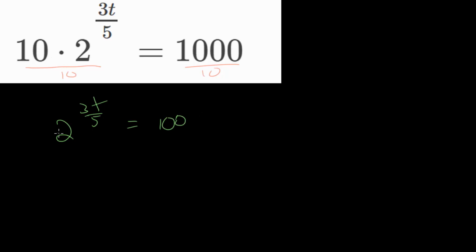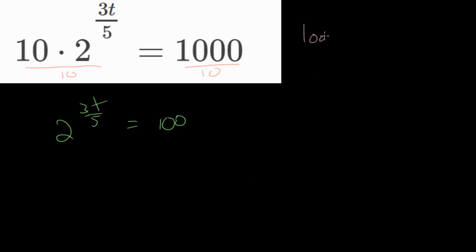Now, if 2 and 100 shared a common base, then we can rewrite each of those with that common base and then just equate the exponents and solve for t that way. But because 100 is not some power of 2, and we can't write 2 as a smaller base, we can't use that strategy. But we can rewrite this as a logarithm.